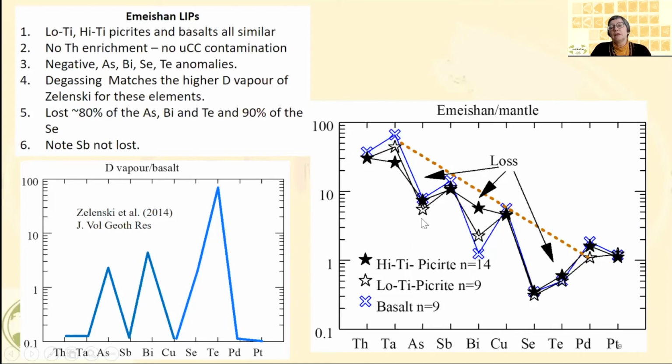And for the people who like to study mass extinctions, you can get some idea of how much you've lost by looking at where these elements would have been on the line here. And it seems that we're losing 80 to 90% of most of our TABs.